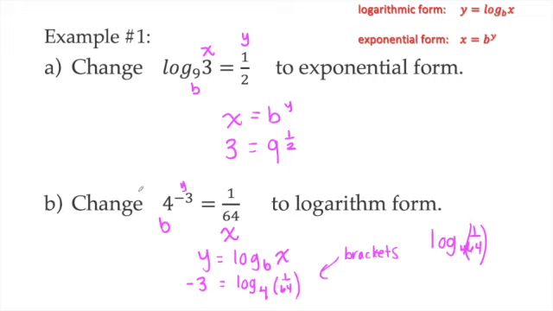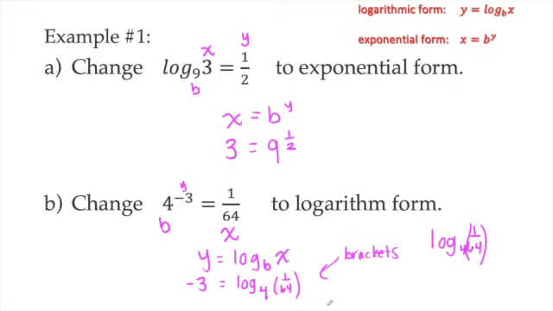Going back and forth between the two, I think your easiest way is to label the b, x, and y in your equation, and then write out the other form and just substitute that in. Lots and lots of practice in your homework on that.